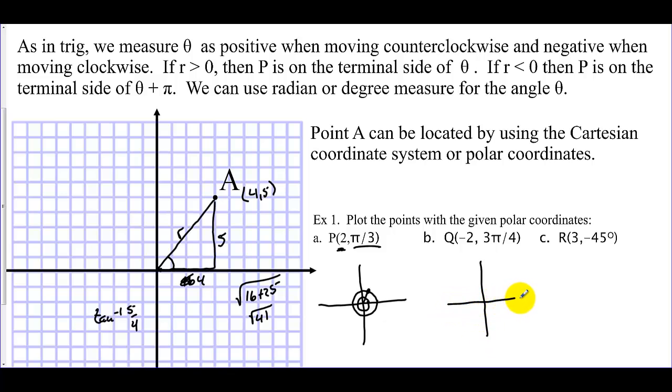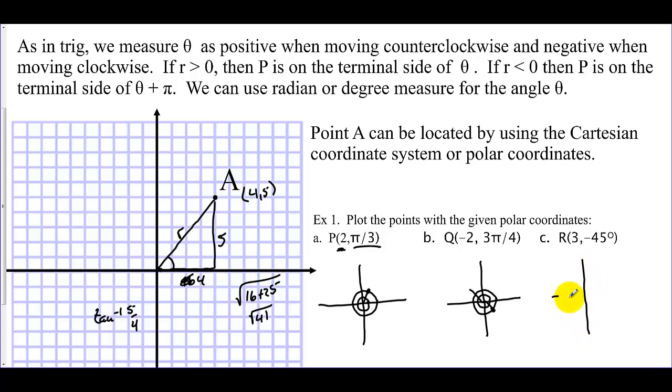For letter B, or point Q, we'd have to go to the second circle. So here's a radius of 1. Here's a circle of radius 2, and we'd go to the angle 3 pi over 4, but since the radius is negative, we're going to go in the opposite direction. So the point is right there.